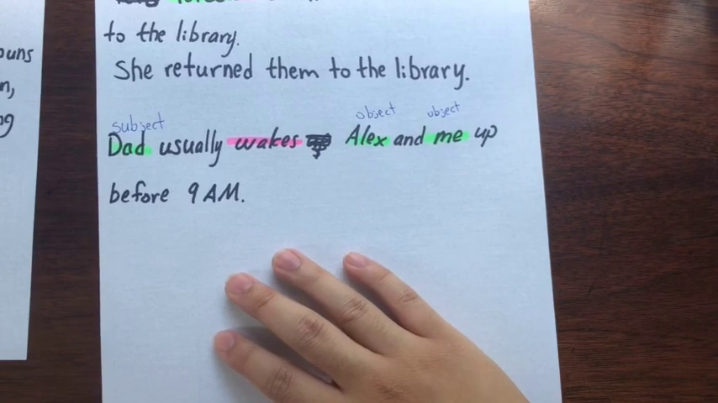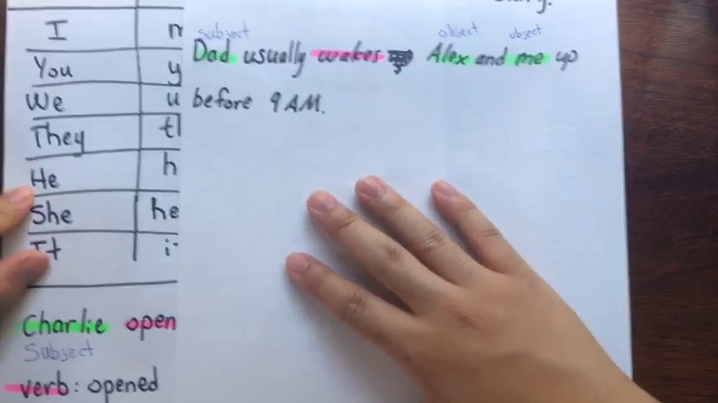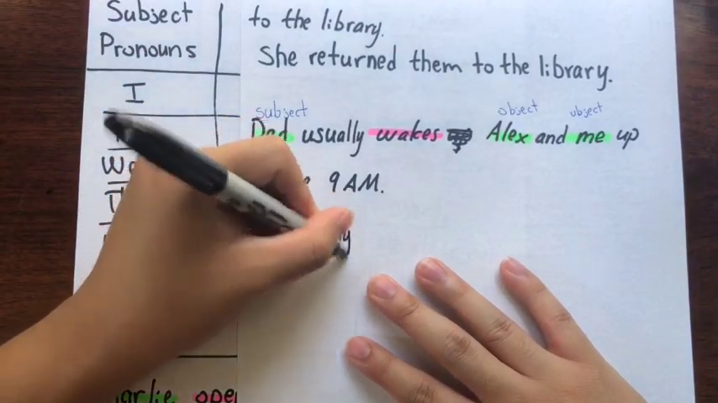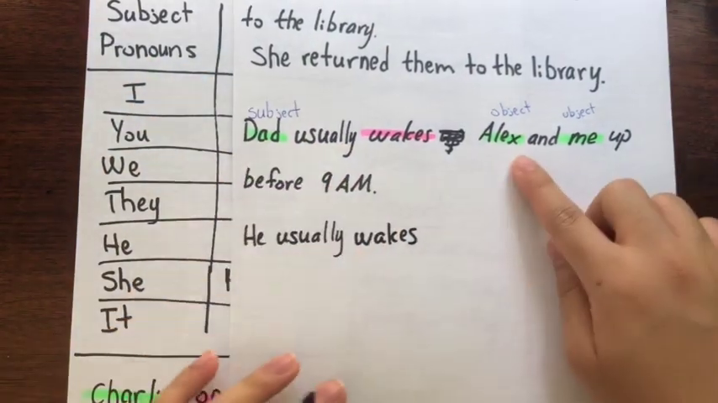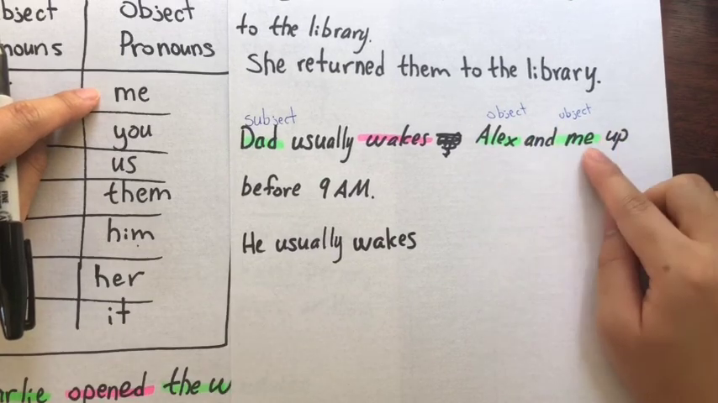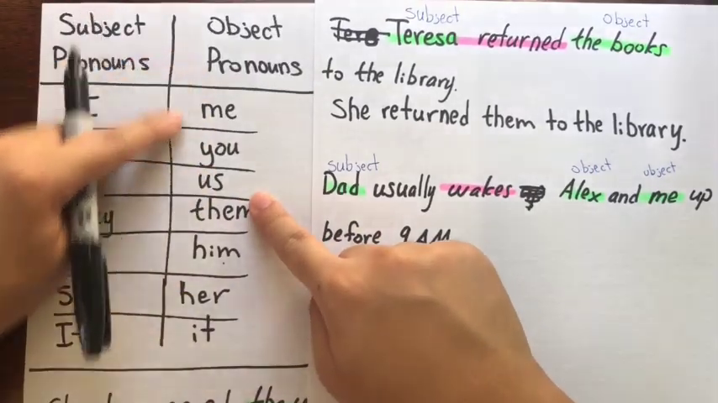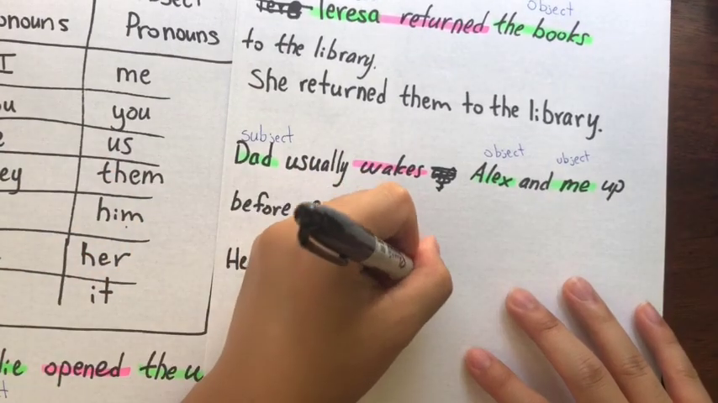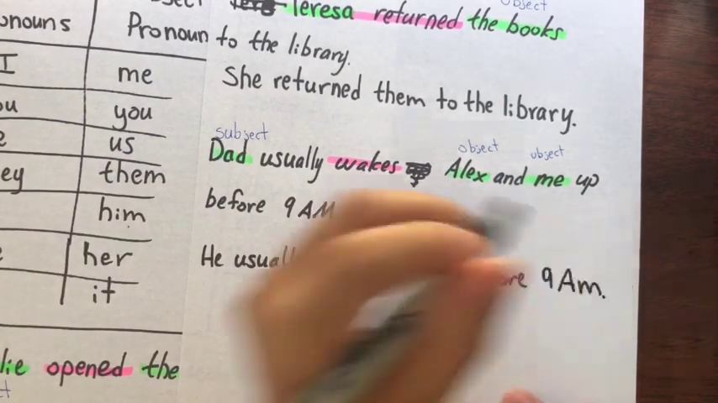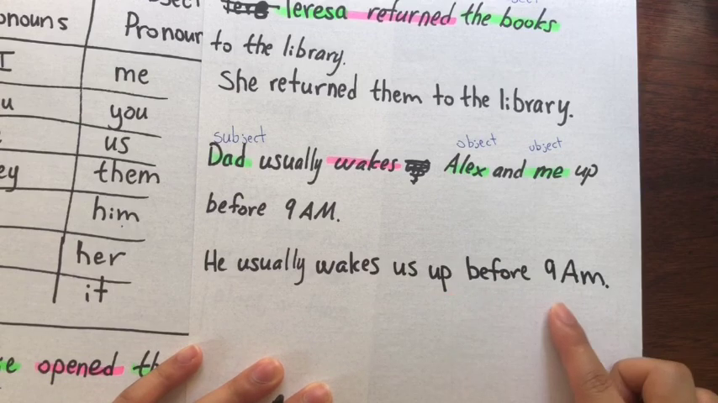Okay. So let's replace Dad and Alex and me. So Dad is the subject. So with the subject, we can say he. He usually wakes Alex and me. Alex and me are objects, so we use object pronouns. We have Alex and we have me. So because I am part of this, we can use we or us for objects. So us. He usually wakes us up before 9 a.m. He usually wakes us. Us is Alex and me. He usually wakes us up before 9 a.m.